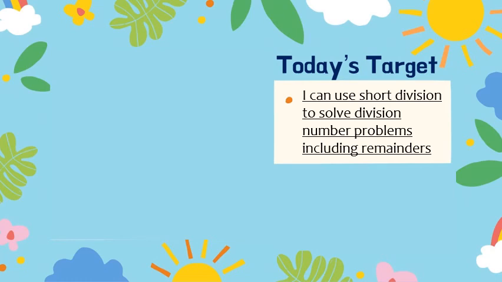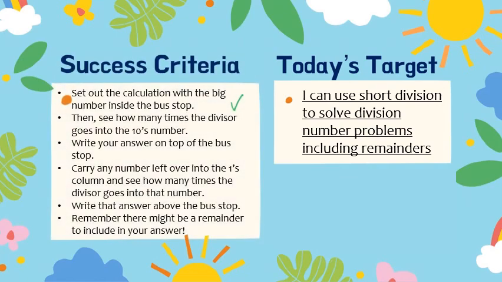Your target today is I can use short division to solve division number problems, including remainders. Follow these steps to ensure that you're successful. Set out the calculation with the big number inside the bus stop. Then see how many times a divisor goes into the tens number. Write your answer on top of the bus stop. Carry any number left over into the ones column and see how many times the divisor goes into that number. Then write that answer above the bus stop. Remember, there might be a remainder to include in your answer.